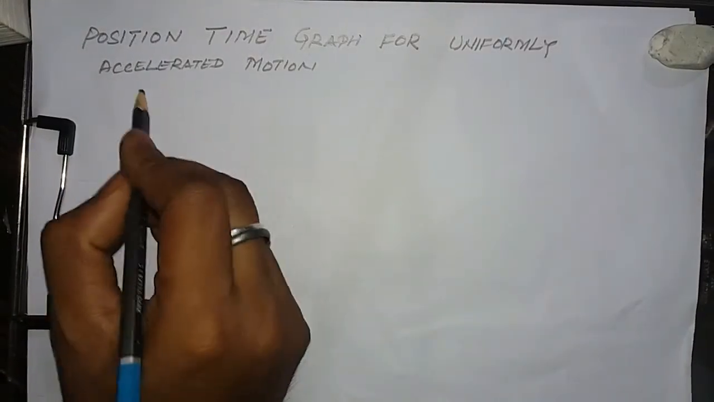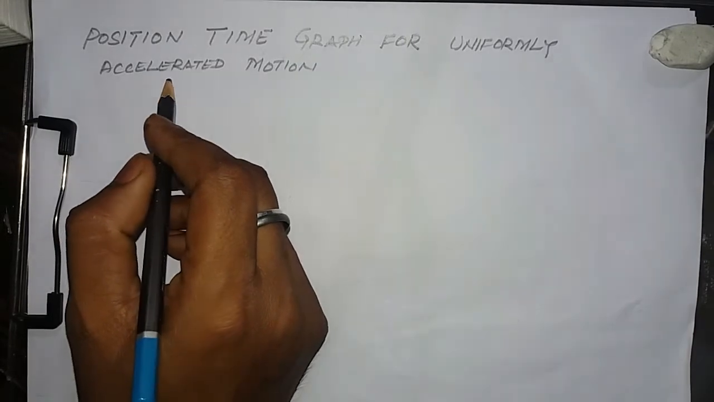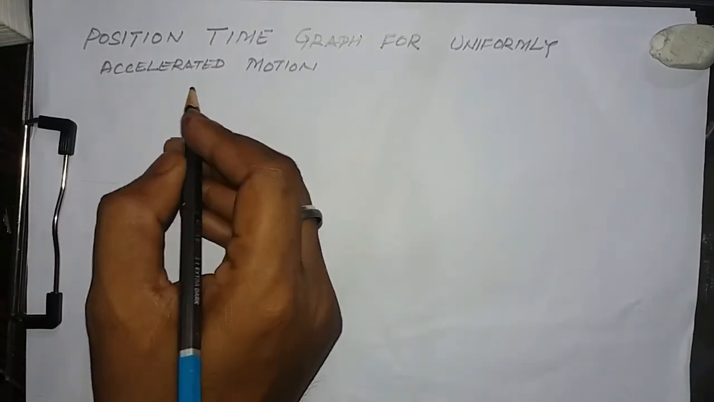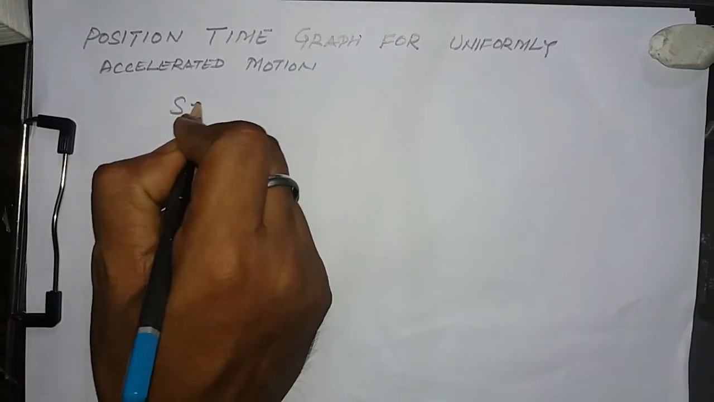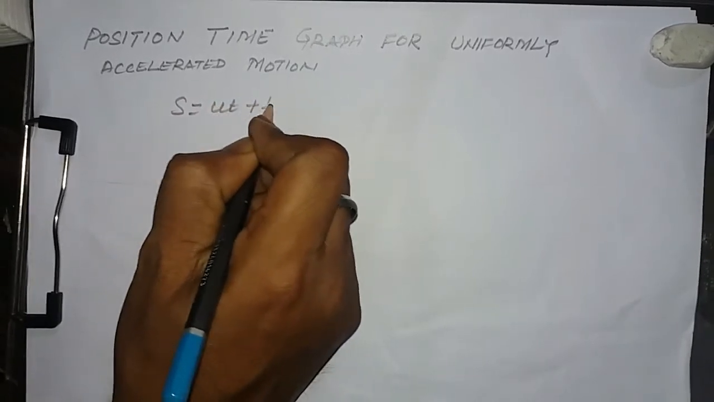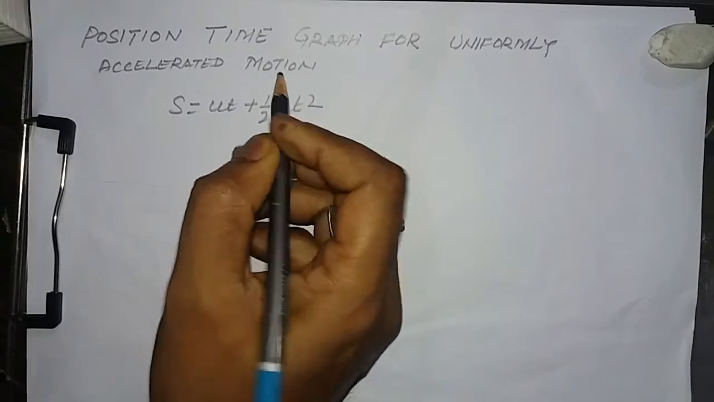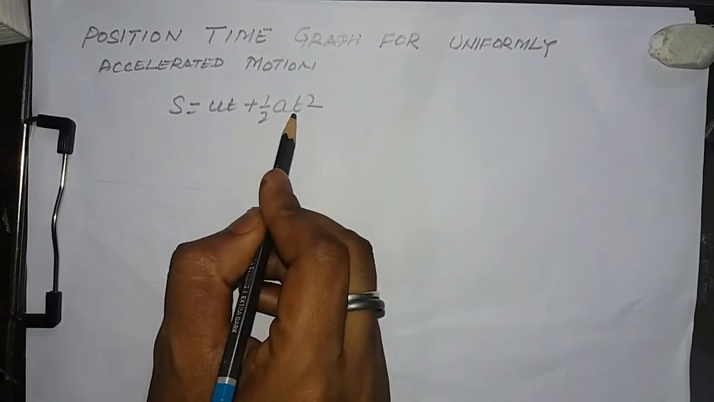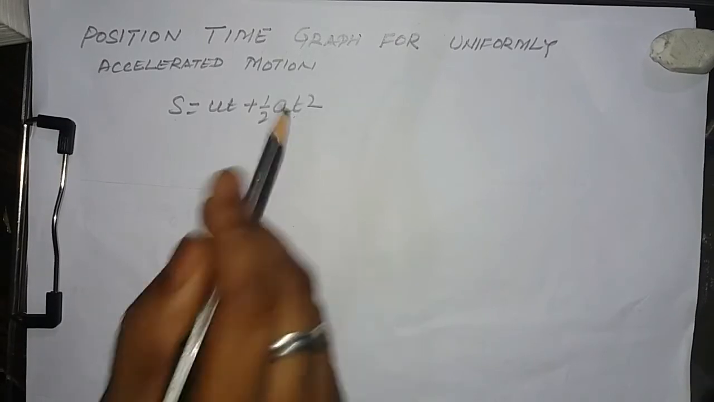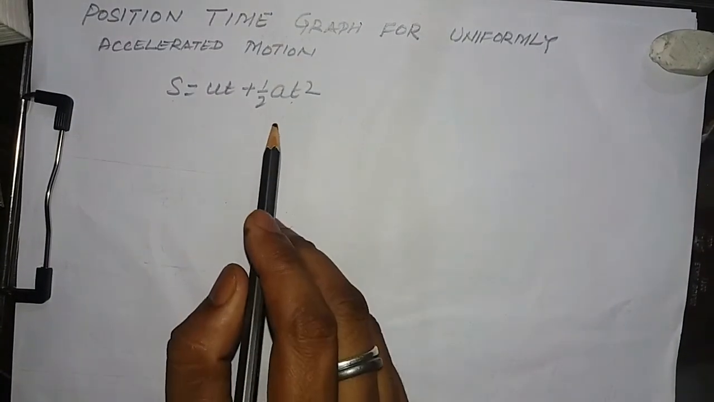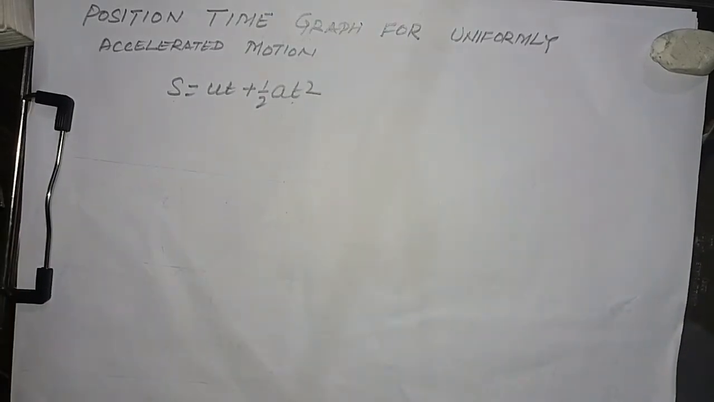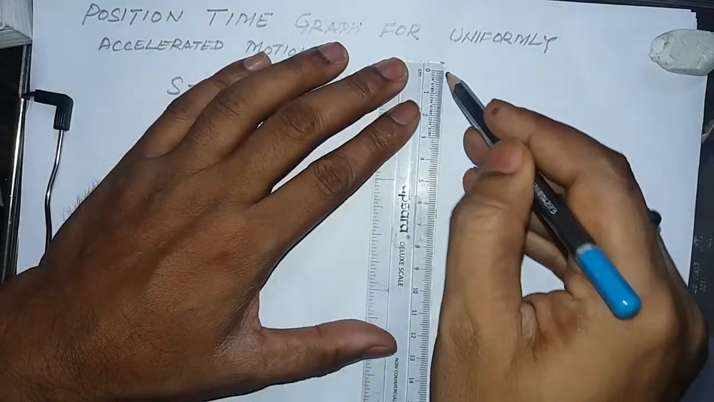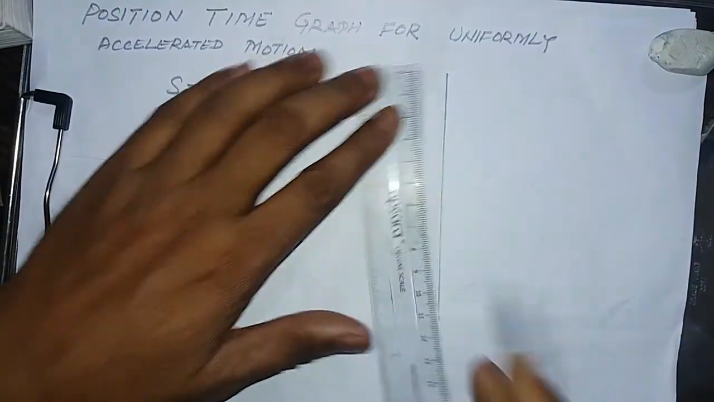Position time graph for uniformly accelerated motion. Now, the relation for position, time and acceleration for accelerated motion is S equals ut plus half at square. I have to plot the graph between S and T. Now, the nature of the graph will be parabolic.